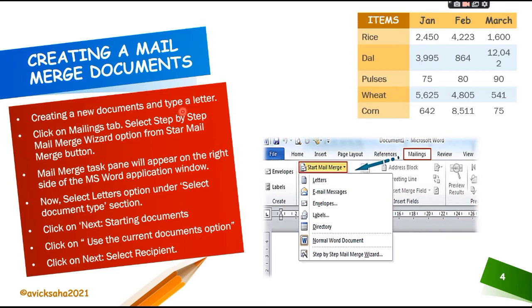Create a new document and type a letter, click on the Mailings tab, select the step by step mail merge wizard option from the Start Mail Merge button. The mail merge task pane will appear on the right side of the MS Word application window. Now select the letter option under select document type. Click on next, starting document, click on use the current document option and click on next, select recipients.